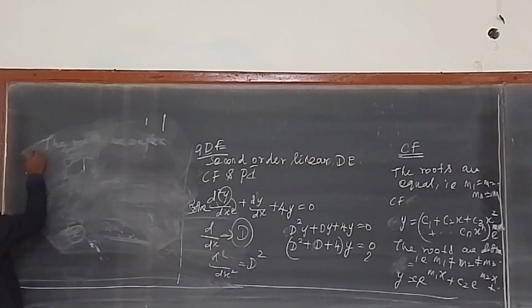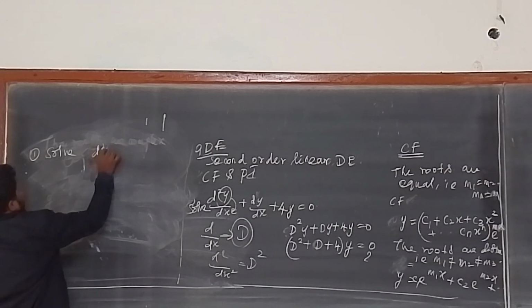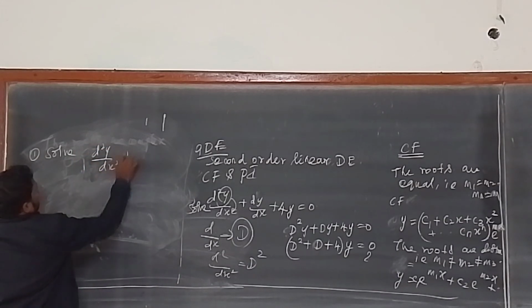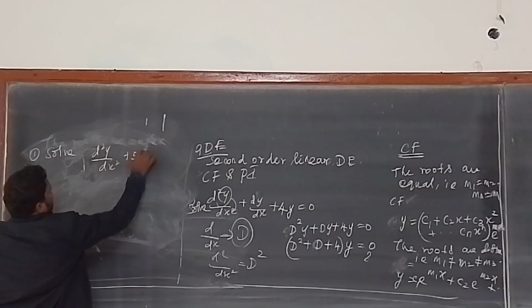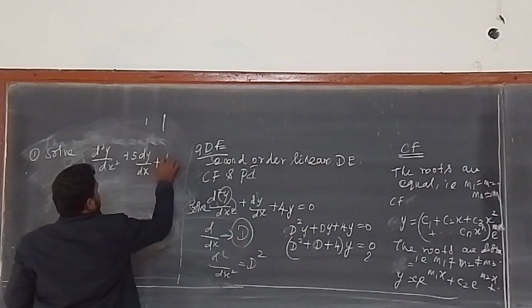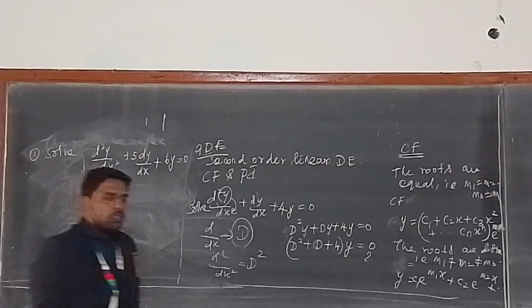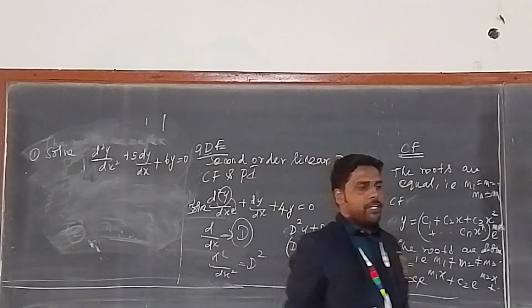So, examples are there. Suppose I consider solving d²y/dx² + 5 dy/dx + 6y. So why have I particularly chosen that function? To solve for the complementary function.